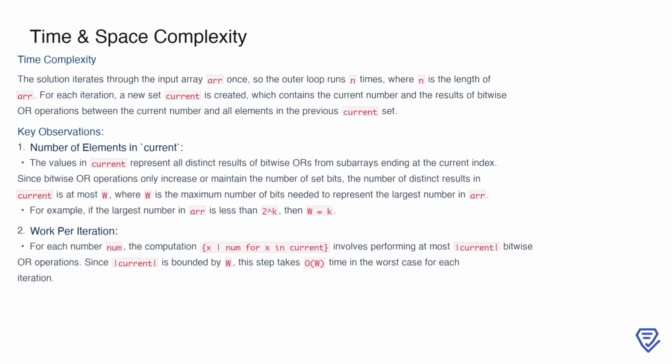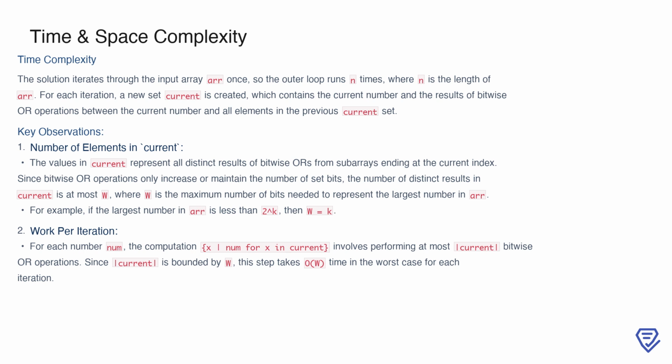To analyze the time complexity of this solution, we start by observing that the algorithm iterates through the array ARR once, meaning the outer loop executes n times, where n is the length of the array. For each iteration, a new set called current is created. This set contains the current number and all distinct results of bitwise OR operations between the current number and each element in the previous current set.